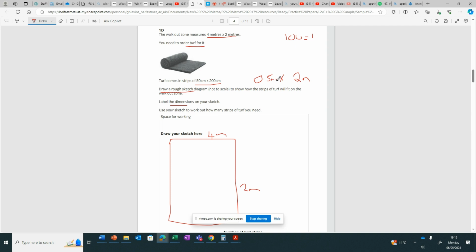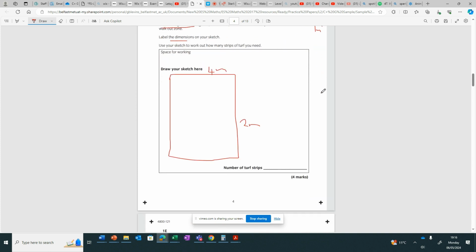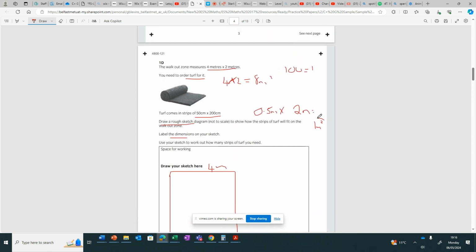So here we've got a big shape, which is 4 by 2. If I want to work out how many times something goes into something, that's area. So the area of this is 8 meters squared. The area of this is 1 meter squared. So how many ones fit in the 8? Well, 8. So you need 8 strips.